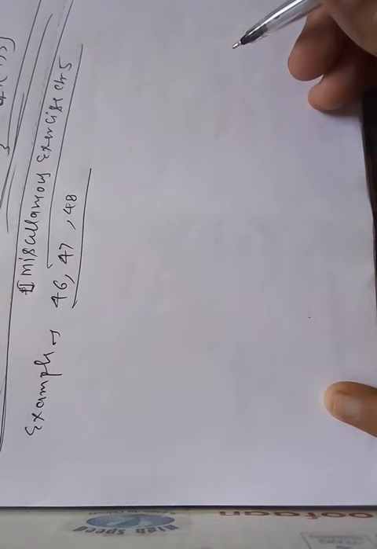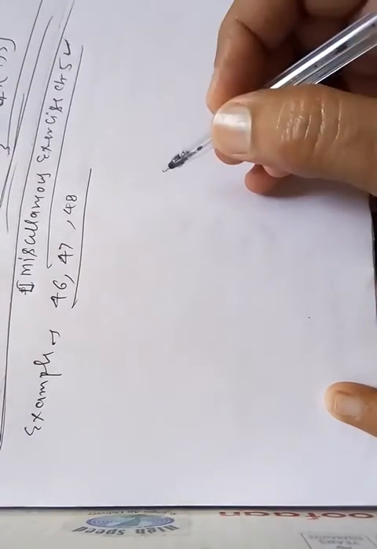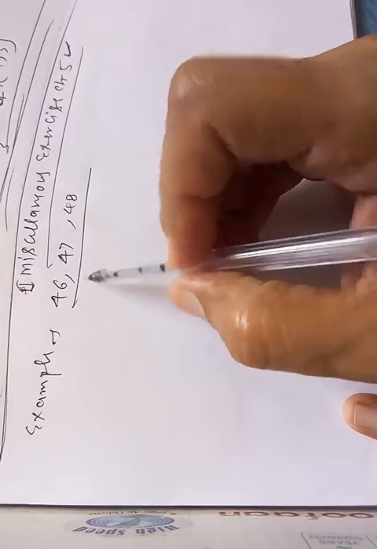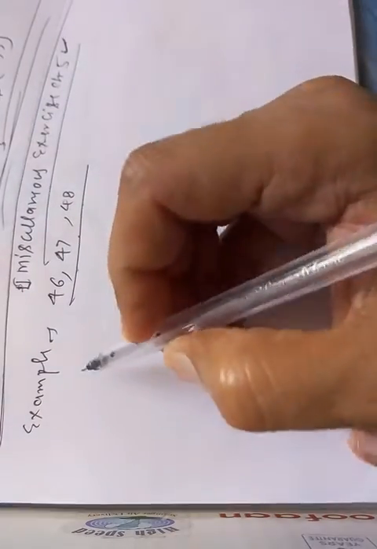Today is the miscellaneous exercise of chapter 5. Examples 46, 47 and 48 are important for the board examination. Okay, so now let's start with question number 1.